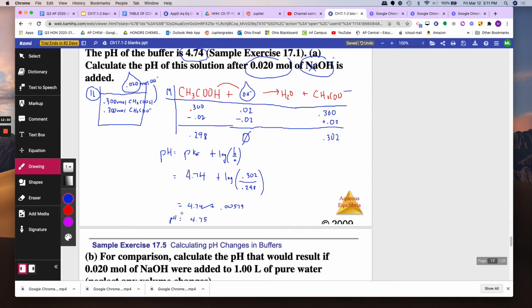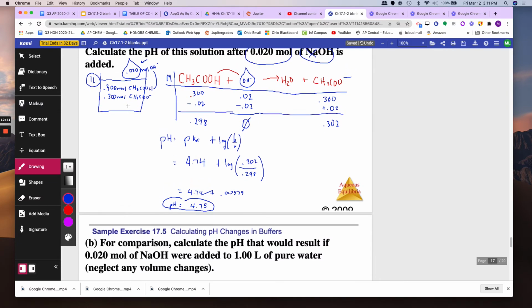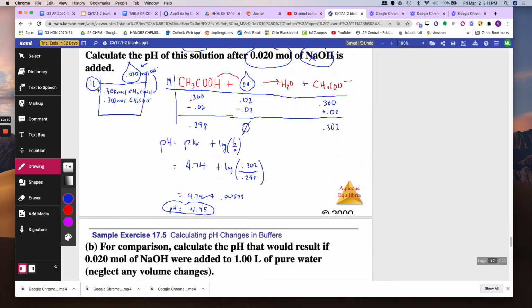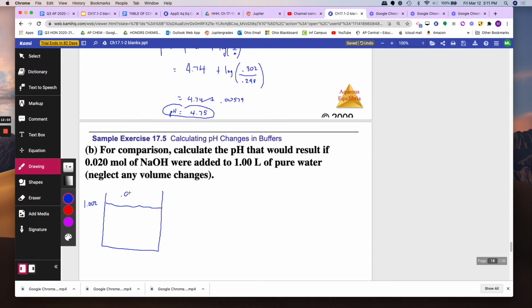So what just happened? Your pH is still the same, even if you added some base. Okay, for comparison, what do you think will happen if you added that and you had no buffer? Let's try it. So if you had some water and you had a liter, remember we added 1 liter to that. Over here is 1 liter. We add the same thing, 0.02 mole of OH, 0.020 molar. It says that's moles of NaOH. Ignore that. I'm just concerned with OH minus.